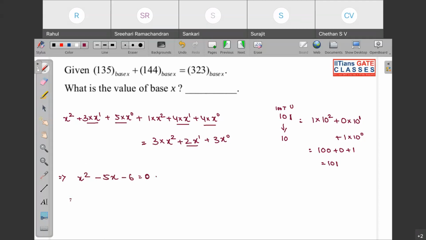So what is the value you get? x minus 6, x plus 1. So x can be equal to 6 or it can be equal to minus 1. So radix cannot be negative. So what is the correct answer then? It is 6. So 6 is the correct answer.